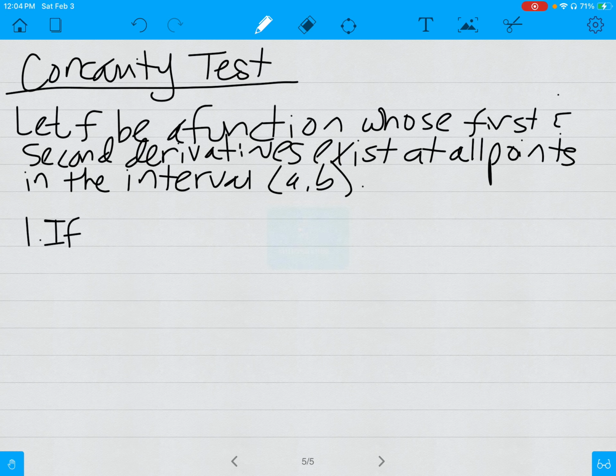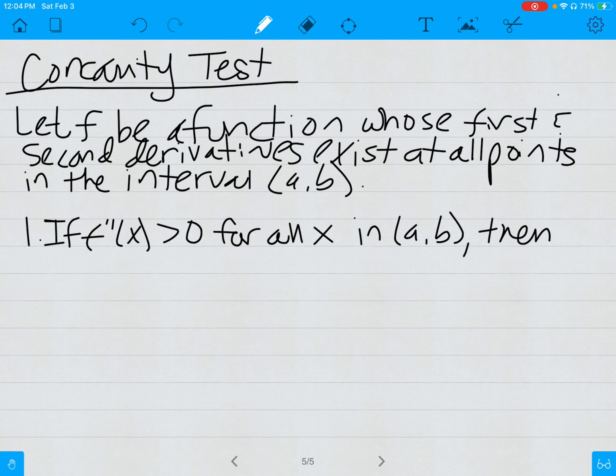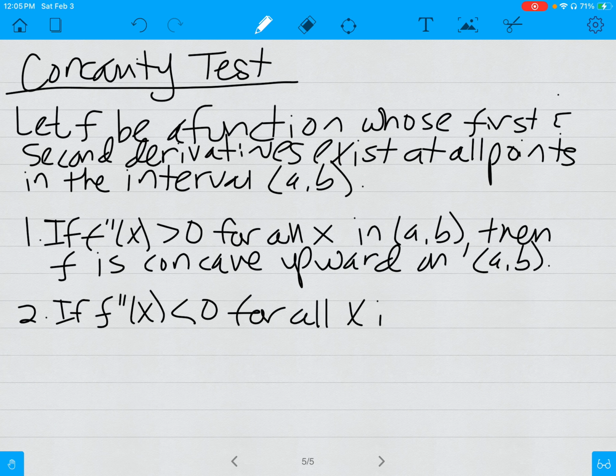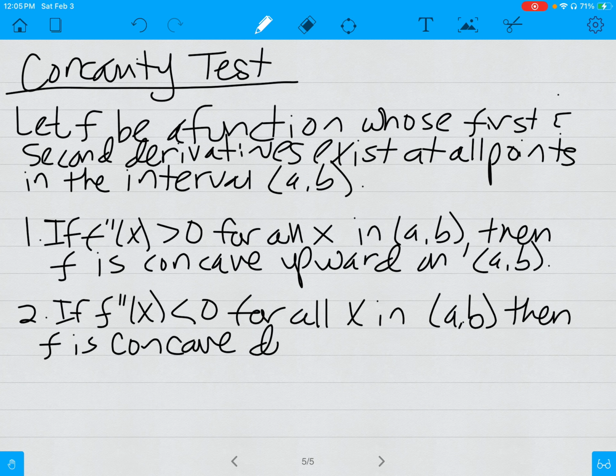1, if f double prime of x is greater than 0 for all x in that open interval AB, then f is concave upward on AB. 2, if f double prime of x is less than 0 for all x in AB, then f is concave downward on AB.